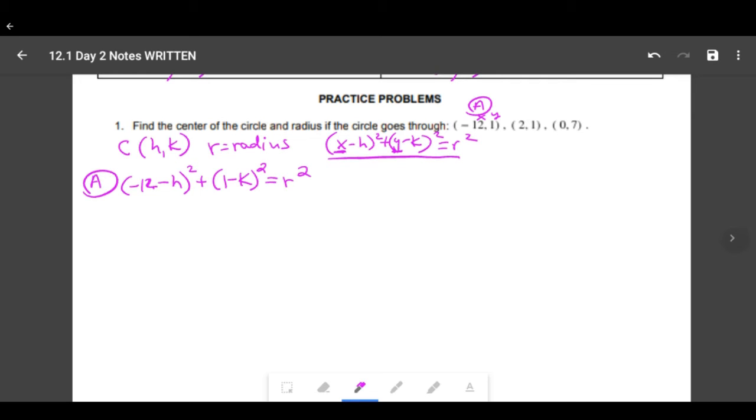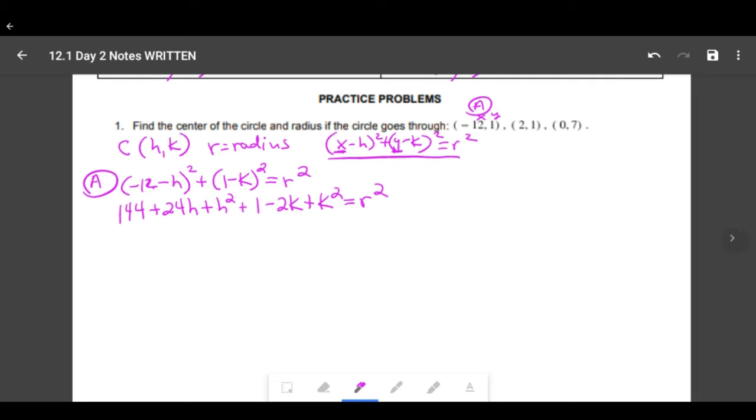Okay, and if you wanted to, you could go through and simplify it. Expand it out, FOIL it out, multiply it out. 144 plus 24h, careful with all those negatives there, plus h squared, plus 1 minus 2k plus k squared equals r squared. You can take a step further and simplify, but we don't need to at this moment, and we'll get back to that in just a second.